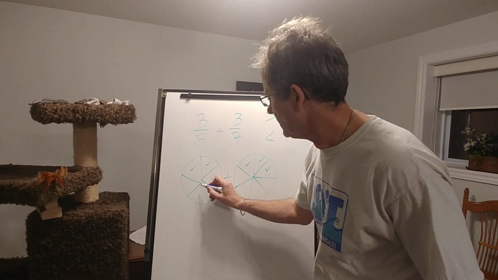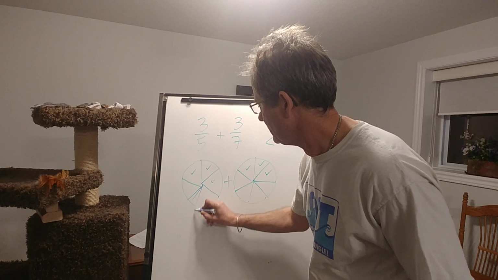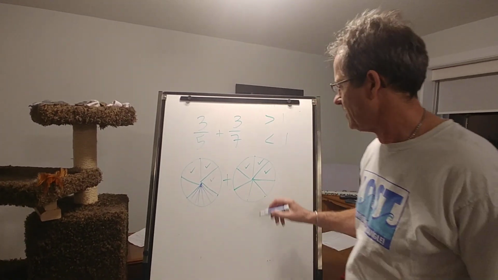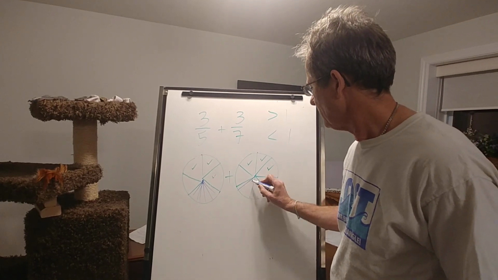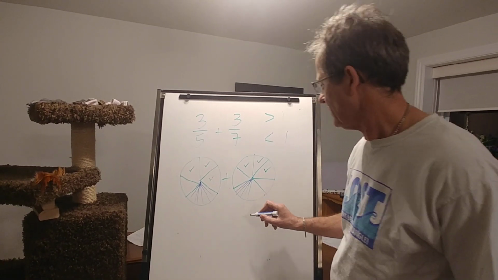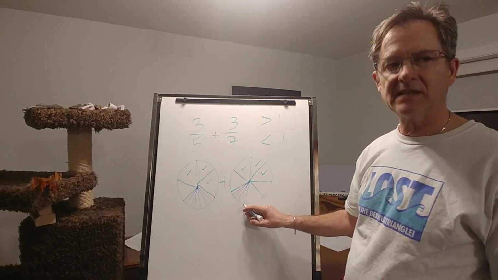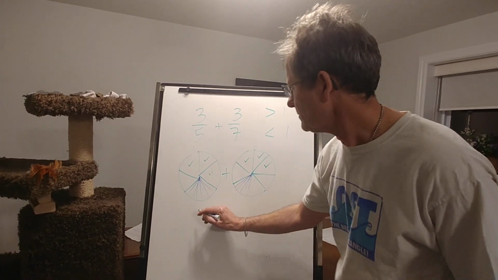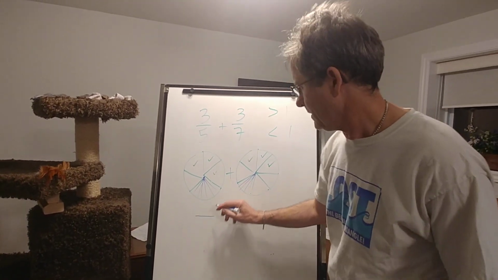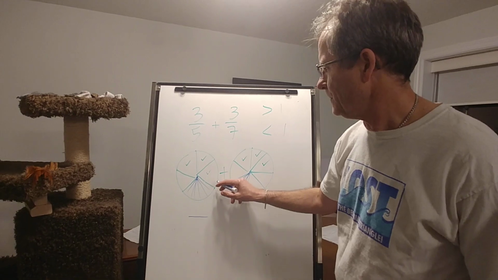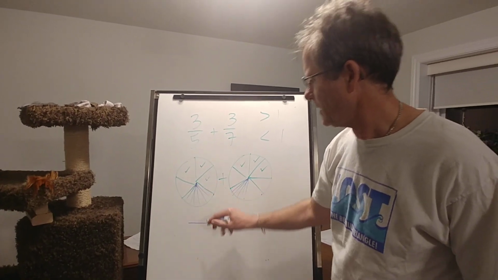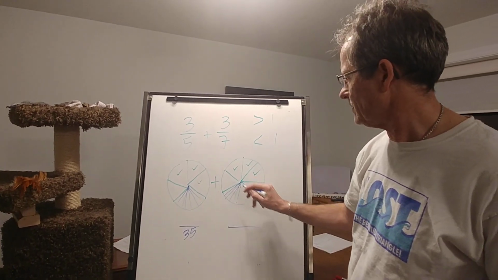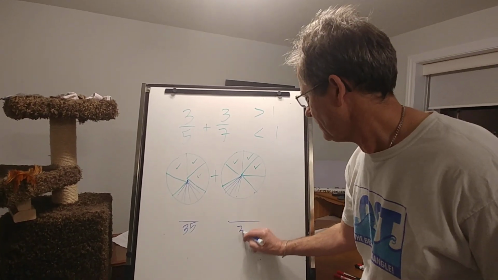So if I divide each one of these into 7 equal slices, 1, 2, 3, 4, 5, 6, 7, let's assume they're the same, and I divide one of these into 5, 1, 2, 3, 4, 5, then these blue slices are exactly the same size. So here I have 3 of them. So, and if I was to divide that up into 7 slices for each one of those, I'd have 35 slices. And if I was to divide each one of those into 5 slices, I'd also have 35 slices.